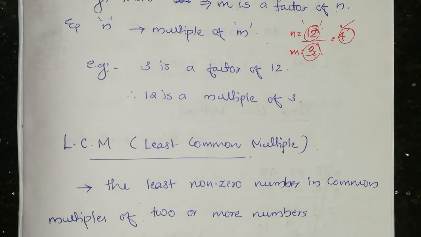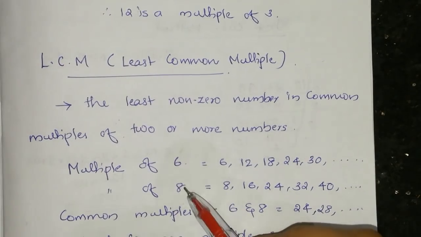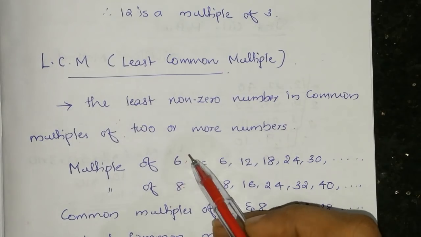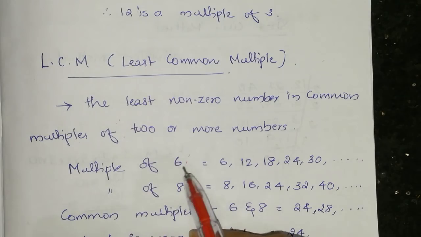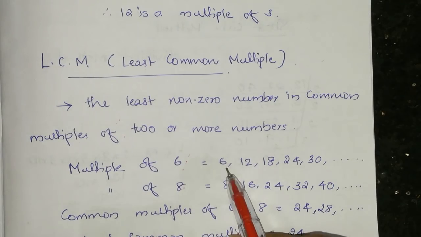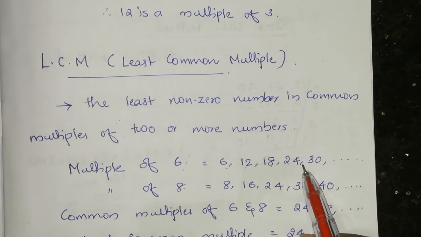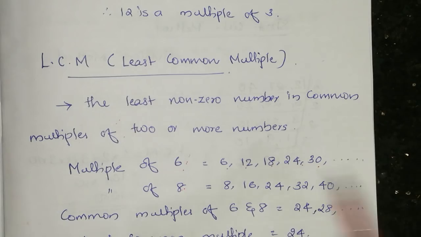If we need to find out the LCM of 6 and 8, consider the two numbers 6 and 8. What are the multiples of 6? 6 into 1 is 6, 6 into 2 is 12, 6 into 3 is 18, 6 into 4 is 24, 6 into 5 is 30, and like this we can write any number of multiples of 6.